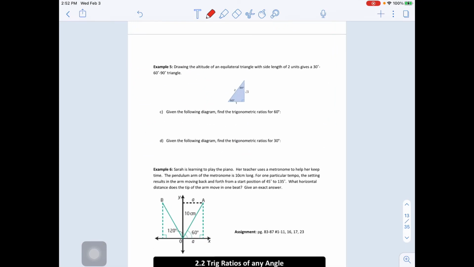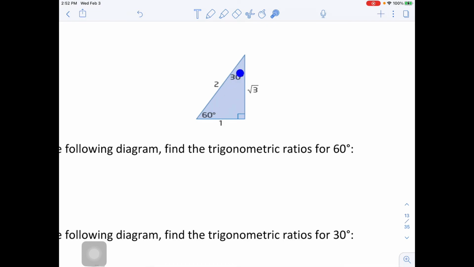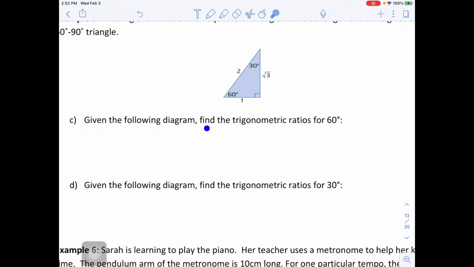Let's jump into our other special triangle, which is the 30, 60, 90 triangle. Okay, so here we can see a special triangle of 30, 60, 90. And these are the side lengths that you're going to be dealing with. This helps us find trig ratios for it. So in this case, given the following diagram, find the trig ratios for 60 degrees.